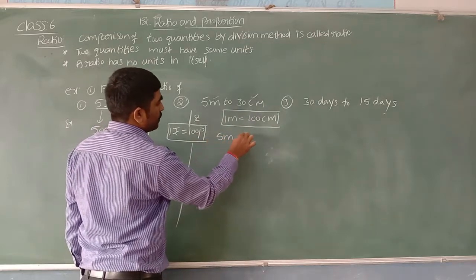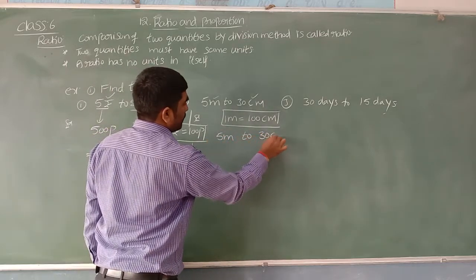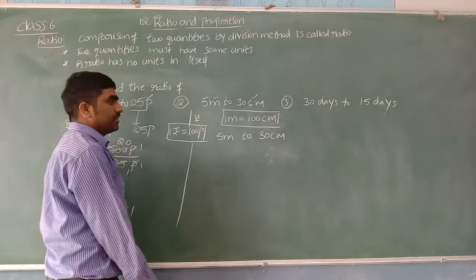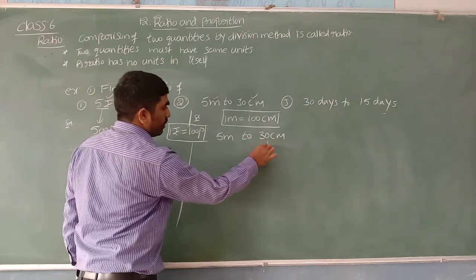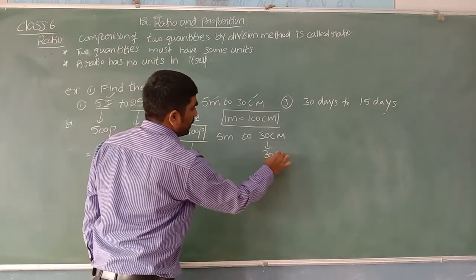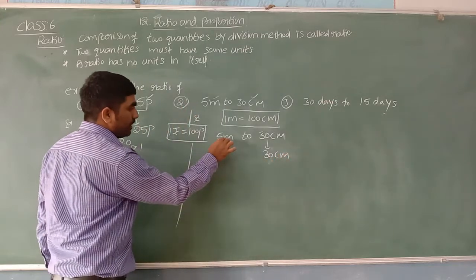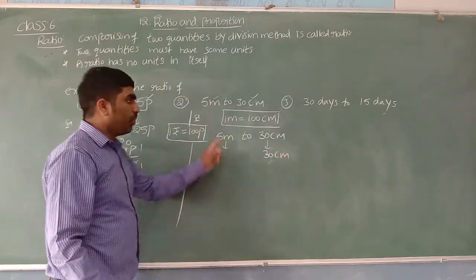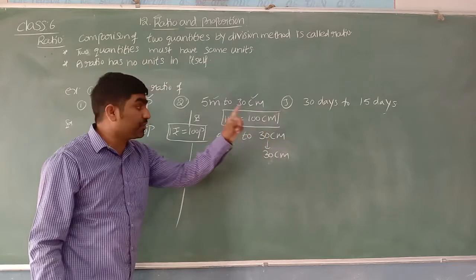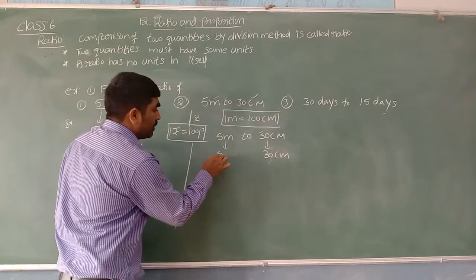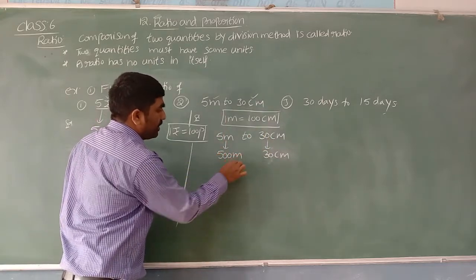So 5 meter to 30 centimeter. Right? So this is already in terms of centimeter, as it is. Now this 5 meter, if I convert to centimeter, 1 meter is equal to 100 centimeters. Then 5 meters equals 5 into 100, which gives us 500 centimeters.